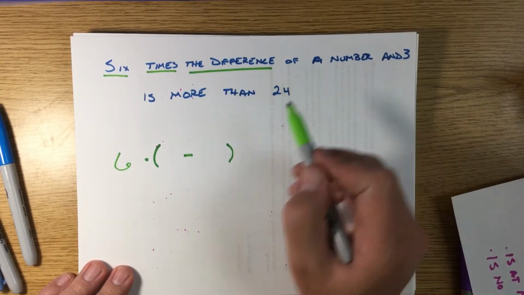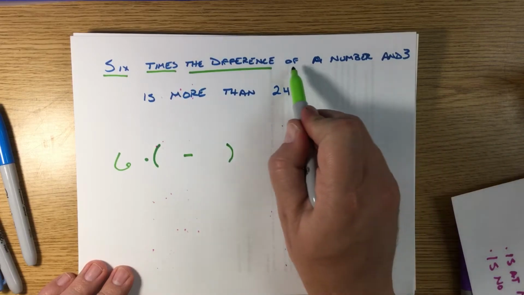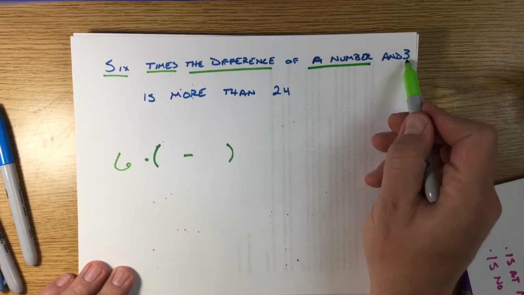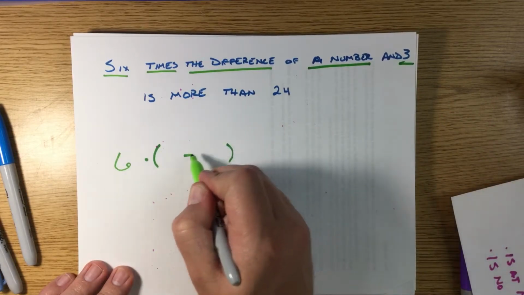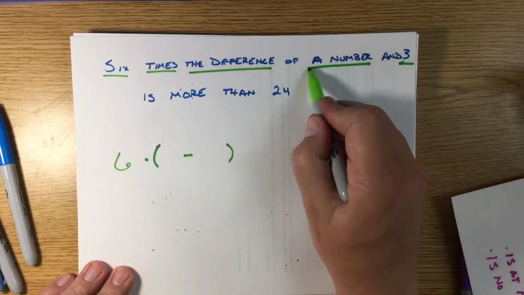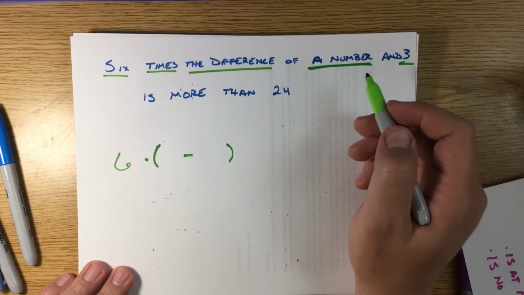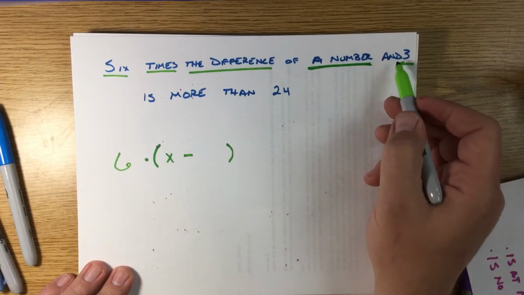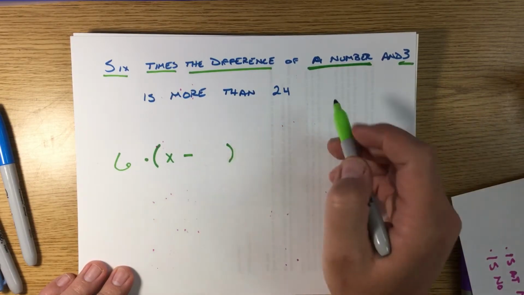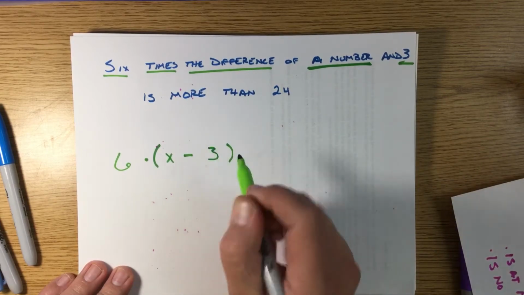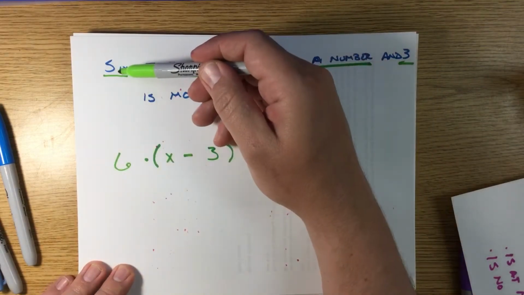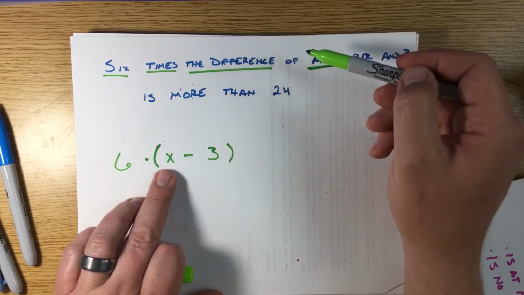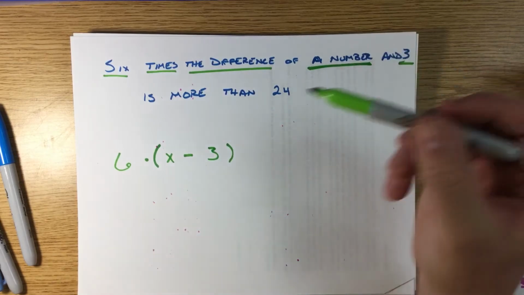And what am I going to subtract? Well, that's going to be the next 2 things that come up. The next 2 things that pop up are a number and 3. I'm going to do it in that order. If I don't know what the number is, it's just telling me a number, that means that I have a variable. So I'm going to use x. And then the thing I'm taking away from x is 3. So far I have 6 times the difference of a number and 3.